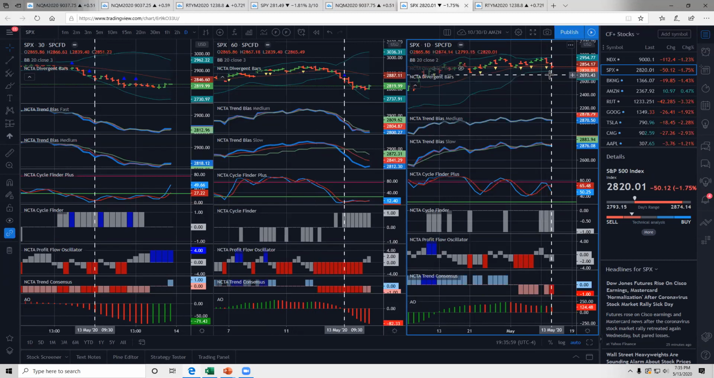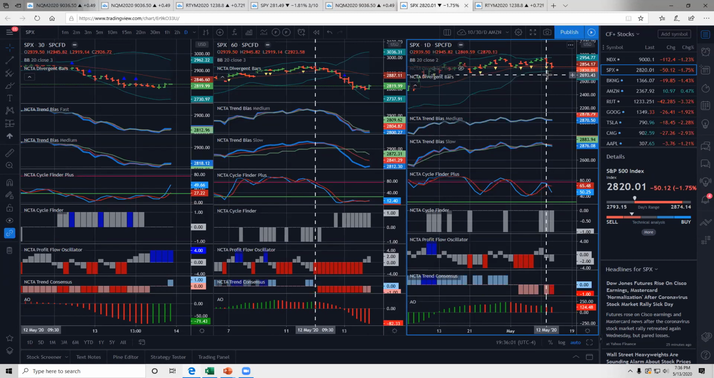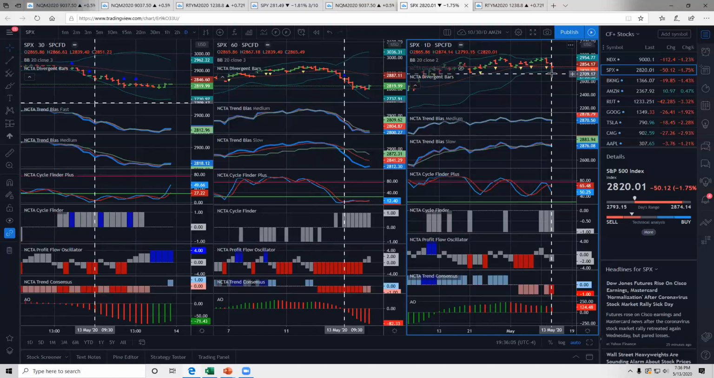Well, I'll just tell you, when you see a divergent bar lined up with a Cycle Finder Plus cross, there's no guarantee, but it's a great signal to trade.